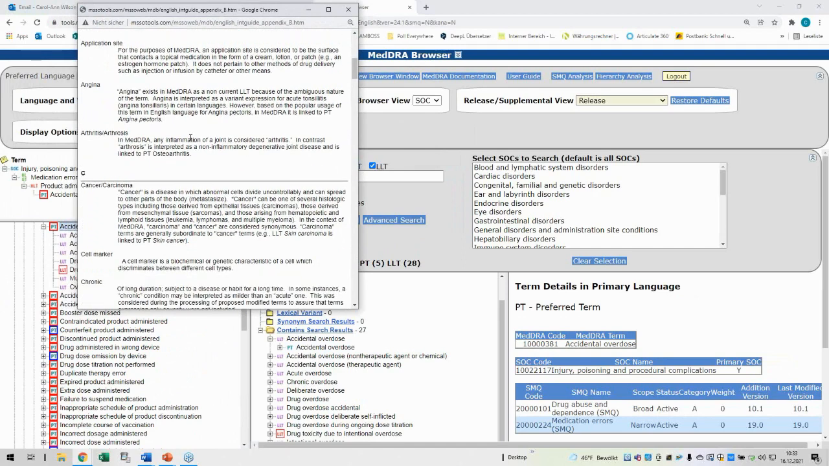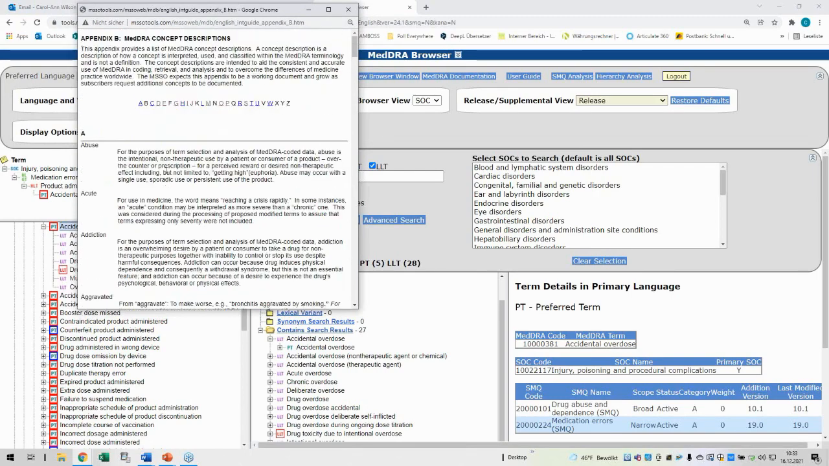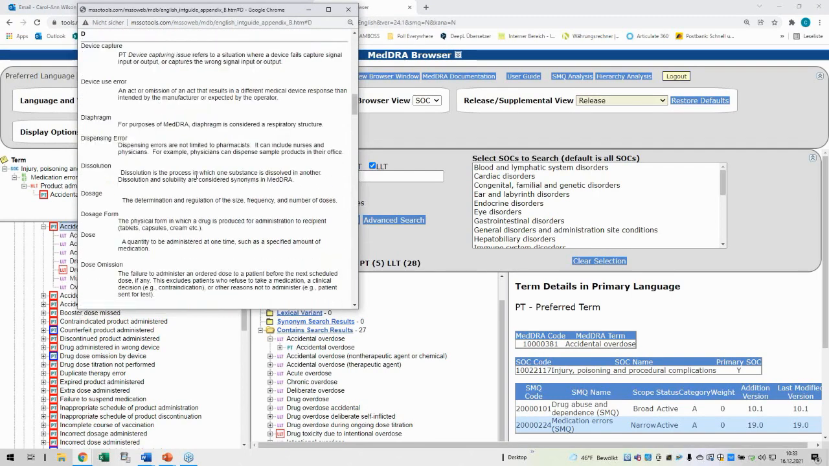And let me show you the concept description now for dose, just to show you how to find it. Here it is, dose, a quantity to administer at one time, such as a specified amount of medication. I told you this. And dose omission, the failure to administer an ordered dose to a patient before the next scheduled dose, if any.